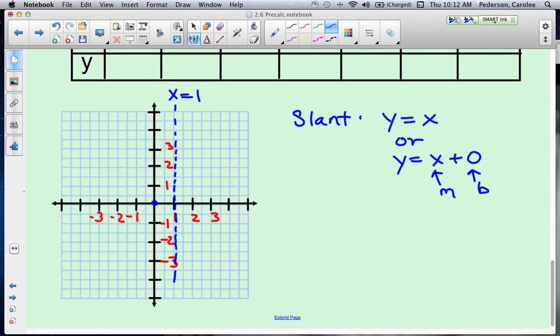So we start with the y-intercept of 0. We do the slope. Rise 1, run 1. This is also called the identity line when we're dealing with inverses. And then identify that as y equals x. So there's your slant.